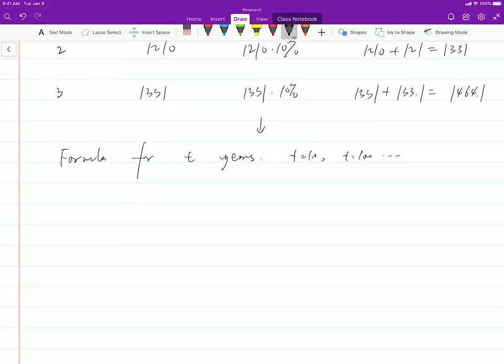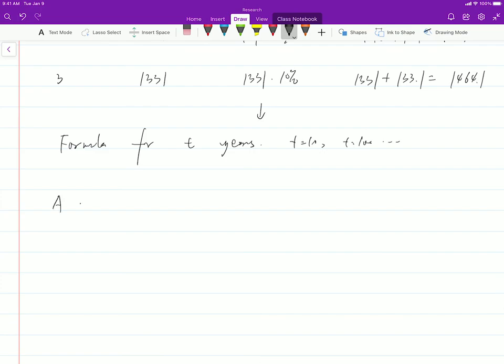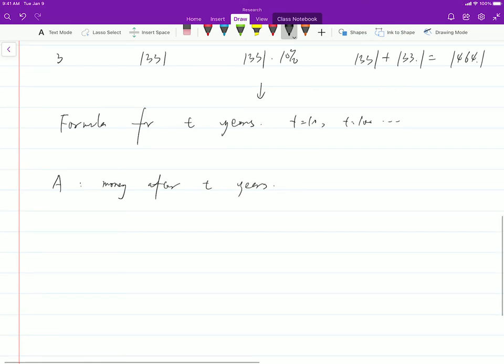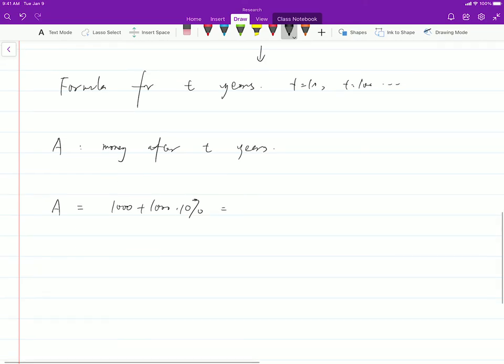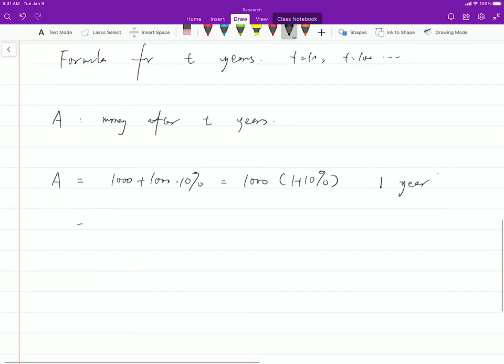Okay. So now let's see how we compute this number. Let's take A to be our money after t years. So what will A be if t equals 1? Well, it's going to be 1,000, your principal, plus 1,000 times 10%, which is 1,100. But let's just keep it as is. Don't simplify it to get the actual number. We want to see the pattern here. That's for 1 year. Okay. Now for 2 years, we're going to take whatever we have here.